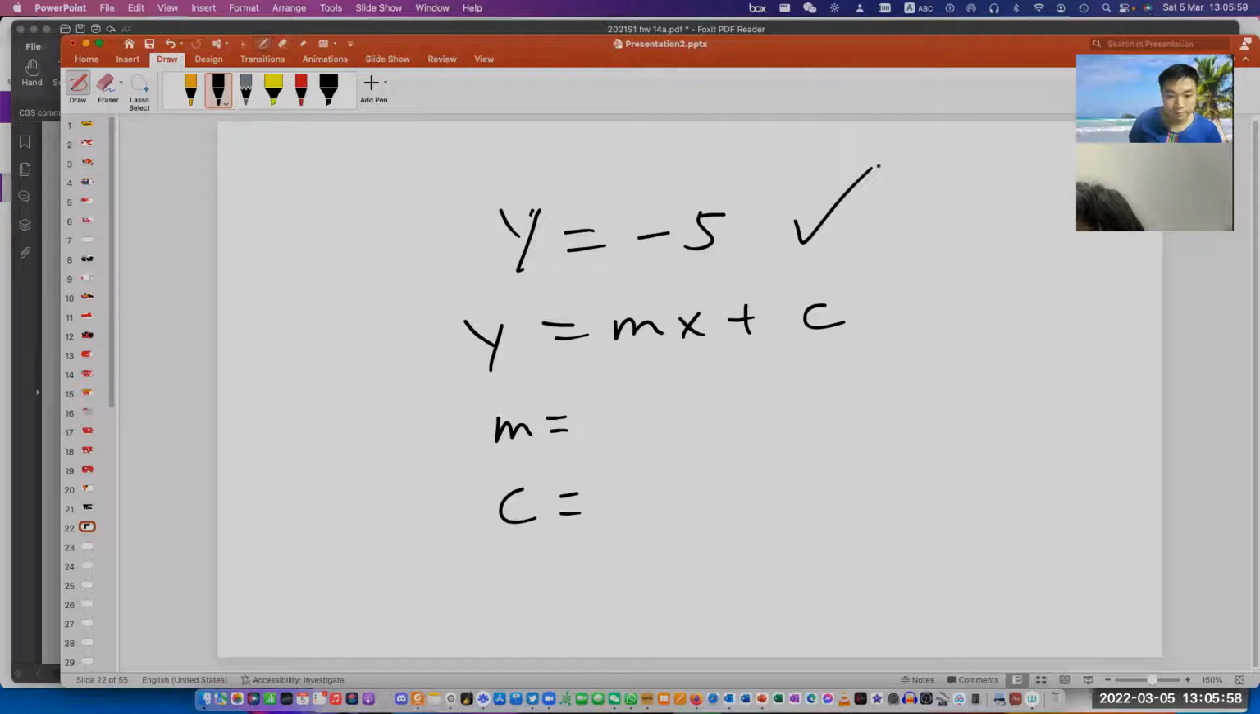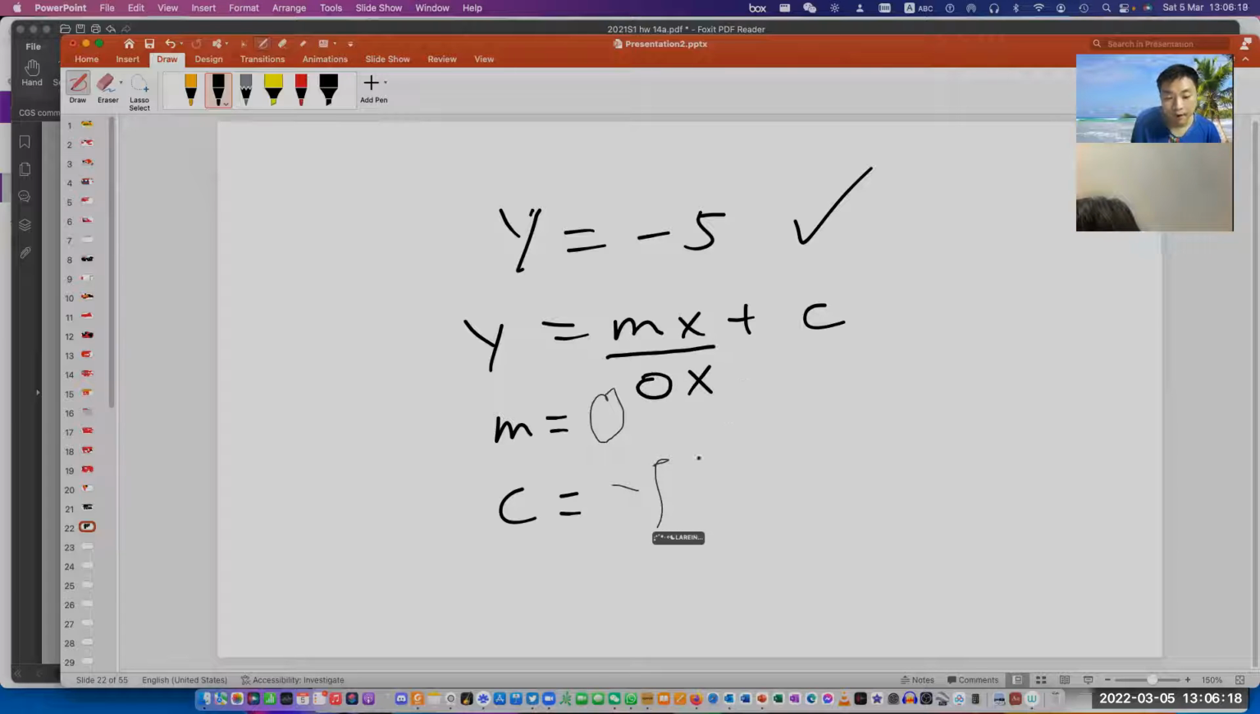I don't think you can do that. Okay, if there is no x, what can make the x disappear? How can you make the x disappear? Is it by m being 0? Correct. So m is equal to 0, so the x disappears.